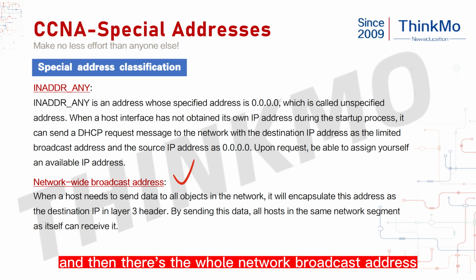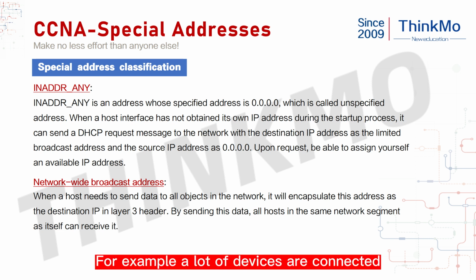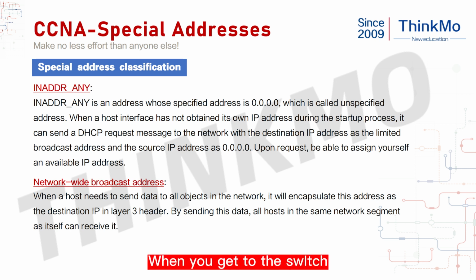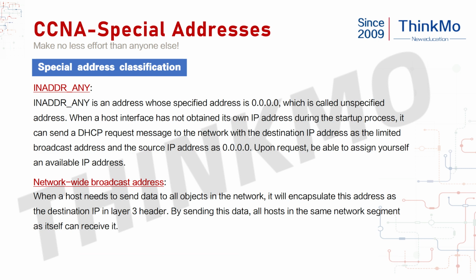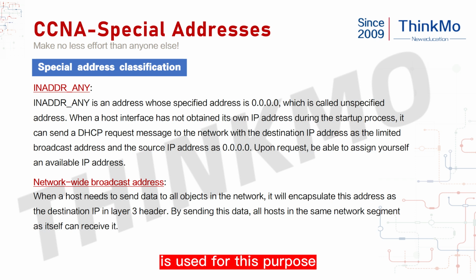And then there's the whole network broadcast address. It mainly involves flooding, usually the operation of the switch. For example, under one switch a lot of devices are connected. When a host sends a broadcast and it gets to the switch, the switch will perform the flooding operation. Flooding means sending out all the other interfaces except the receiving interface. Of course, the switch causes flooding. There are many more. The whole network broadcast address is used for this purpose. So I'm just going to stop there.